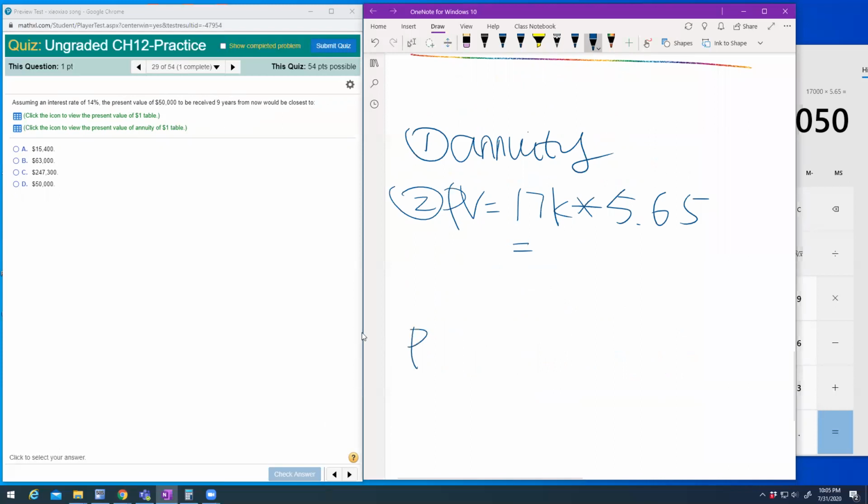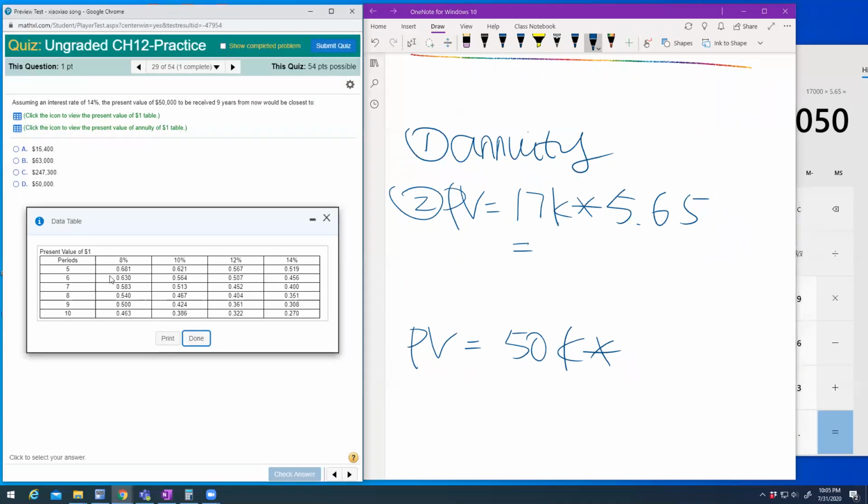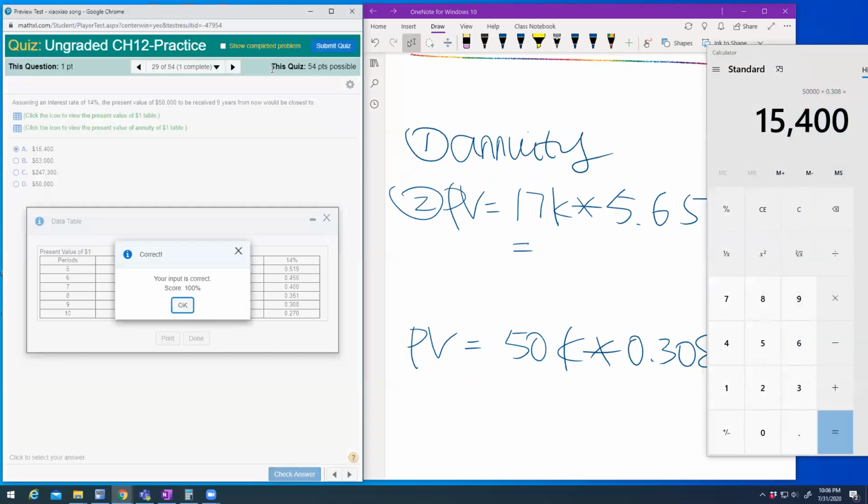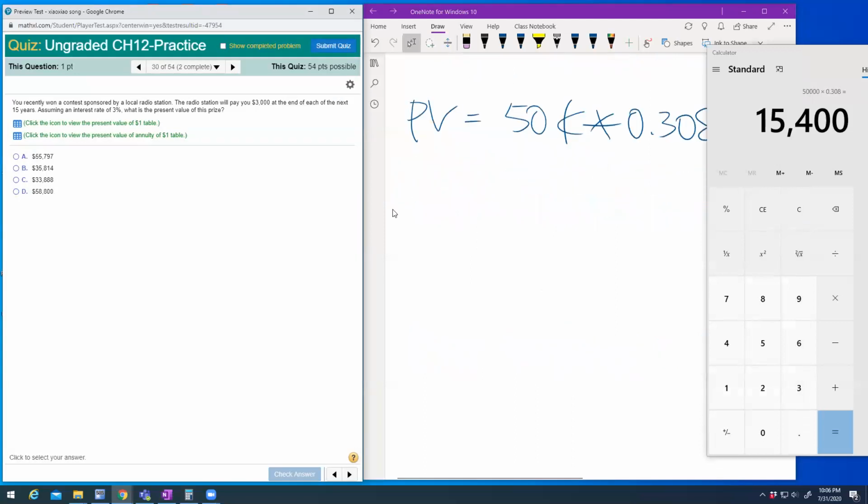So the present value will be 50,000 times the one-time factor for 14%, 9 years, which is 0.308. So 50,000 times 0.308 gives you choice A. Perfect. Let's look at the next one.